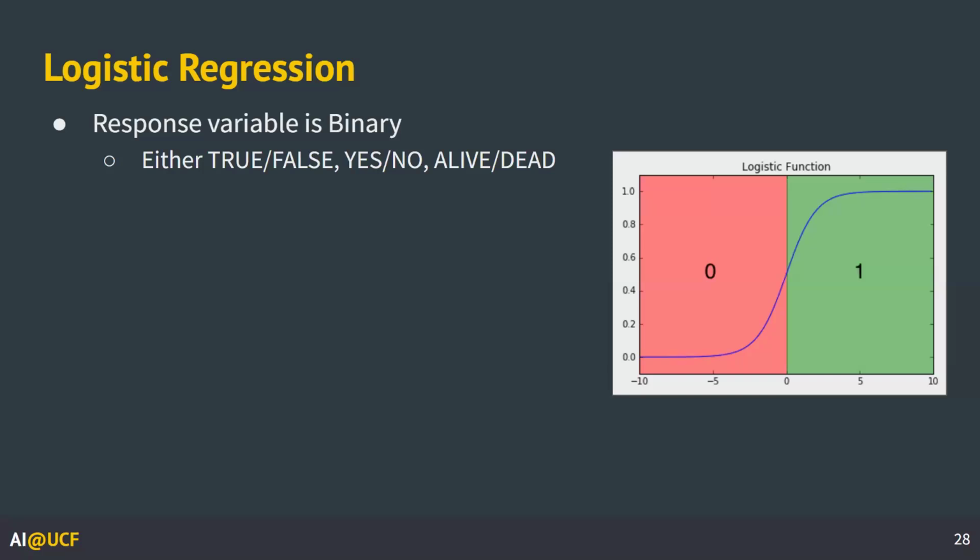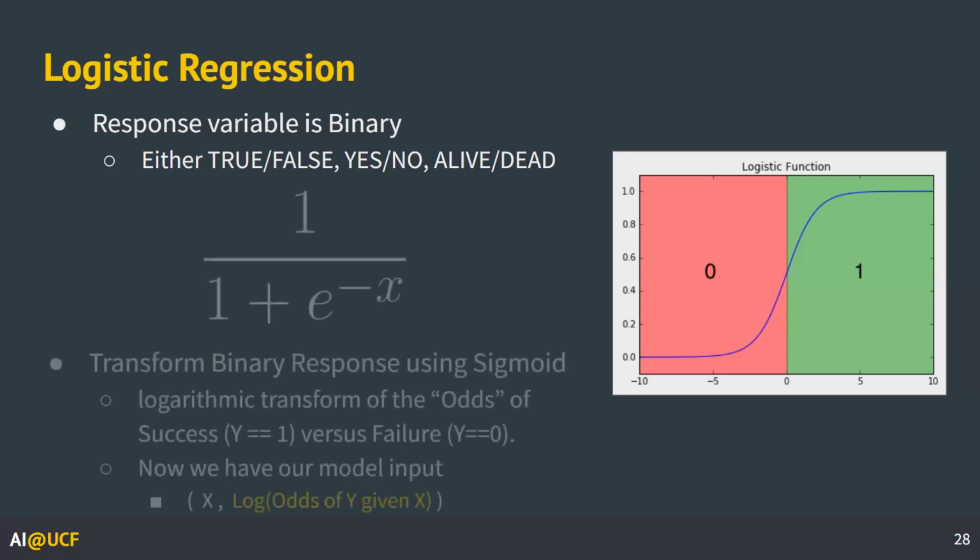And logistic regression is designed to be a binary model. You basically either predict no or you predict yes, true or false, alive or dead, et cetera.